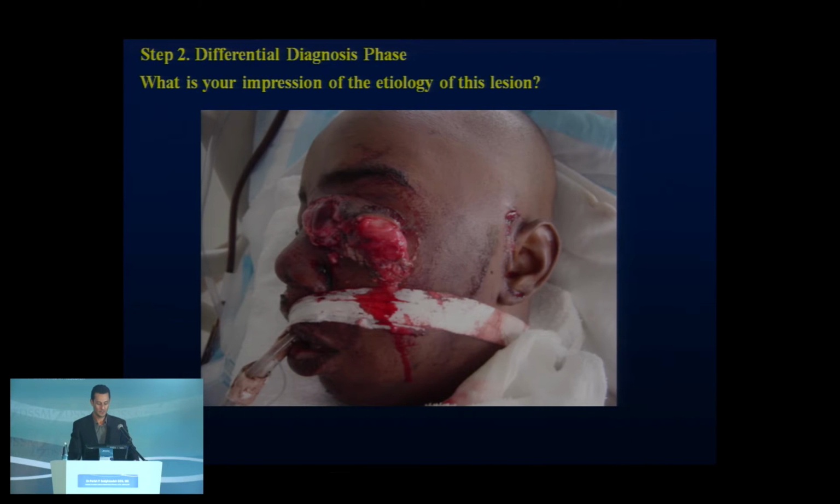Okay. And I live in LA. We have LA County Hospital. We see a lot of gang violence and things like that. So we see some crazy stuff. Developmental, reactive, or neoplastic here. This patient came to the emergency room at 3 in the morning to LA County Hospital with this presentation. Developmental, reactive, or neoplastic?